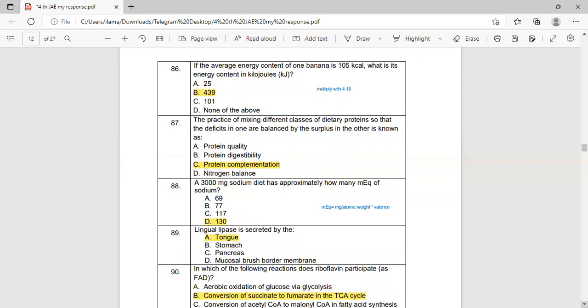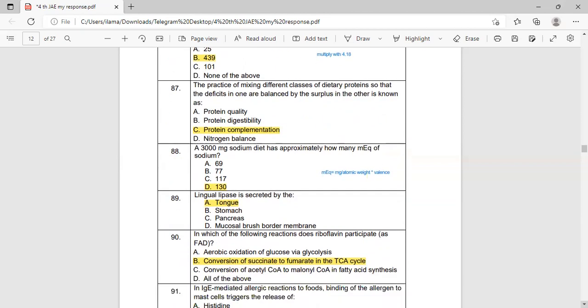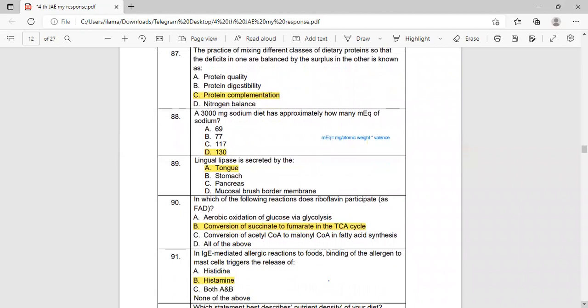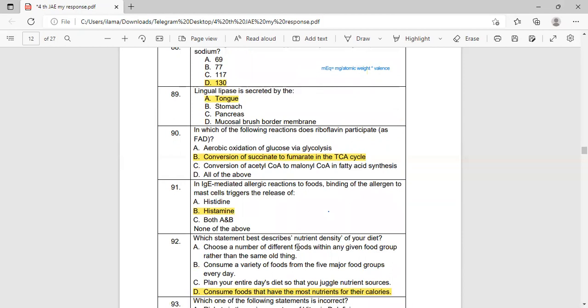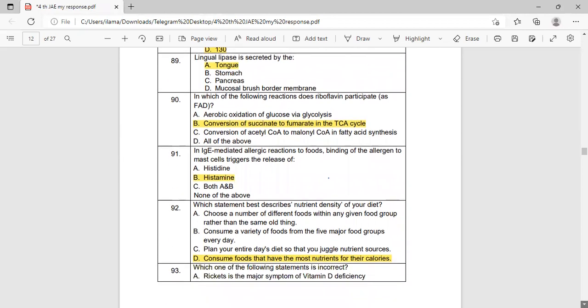Next one, in which of the following reactions does riboflavin participate as FAD is the conversion of succinate to fumarate in the TCA cycle? It is a step in the Krebs cycle. Next one, in IgE mediated allergic reactions to food, binding of the allergen to the mast cell triggers the release of histamine. Which of the following statements describes the nutrient density of your food is to consume the food that has the most nutrients for its calories?